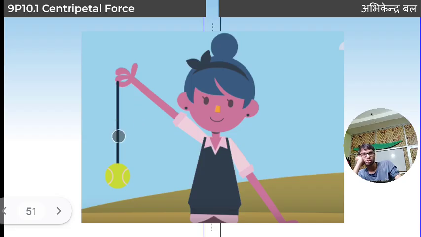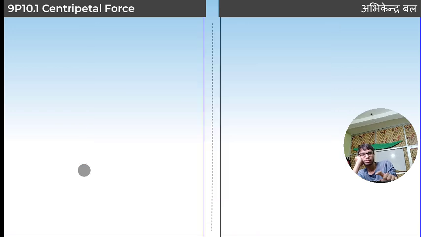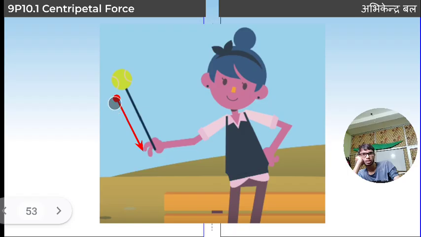When the motion of this decreases, it will not start rotating. Here you can see what is happening. This is attracting this center. This is what is happening. This is attracting this center. It is applying a downward force.